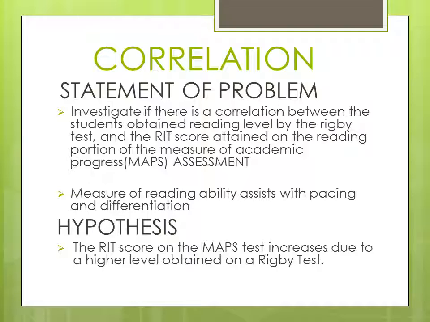The statement of problem, or the purpose of this study, is to investigate if there is a correlation between the student's obtained reading level by the Rigby test and the RIT score attained on the reading portion of the Measure of Academic Progress, or the MAPS assessment. An accurate measure of reading ability provides valuable information for pacing and differentiation of classroom instruction. I hypothesize that the RIT score on the MAPS test increases due to a higher level obtained on a Rigby test.